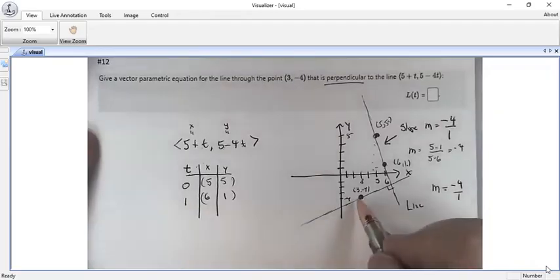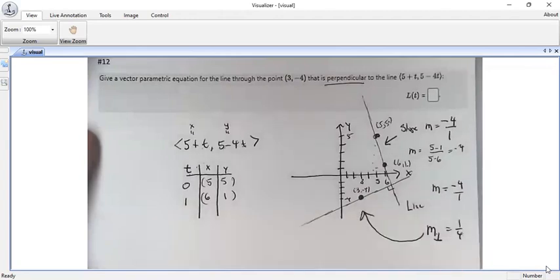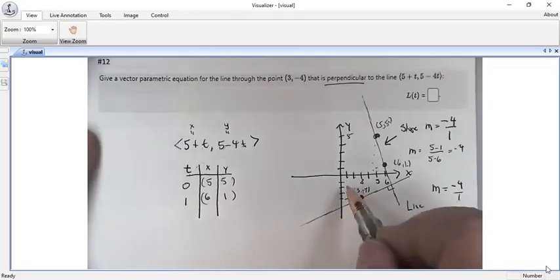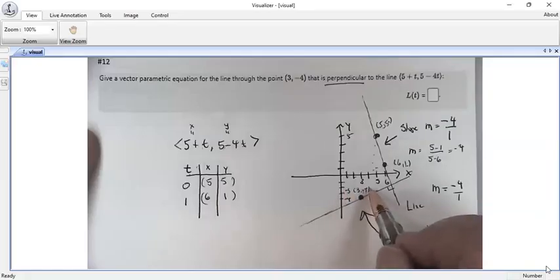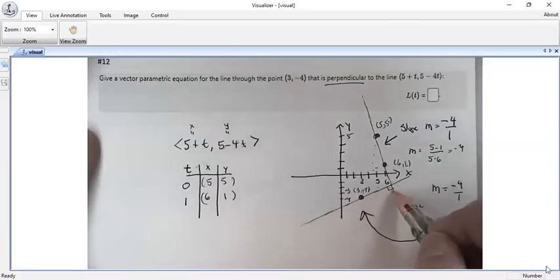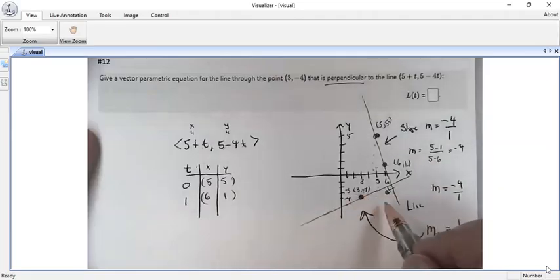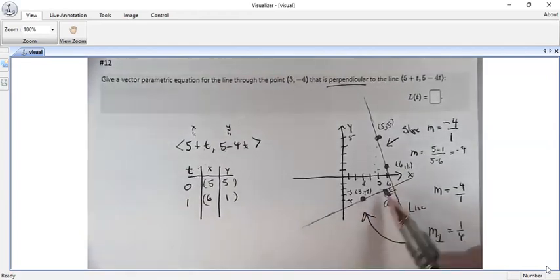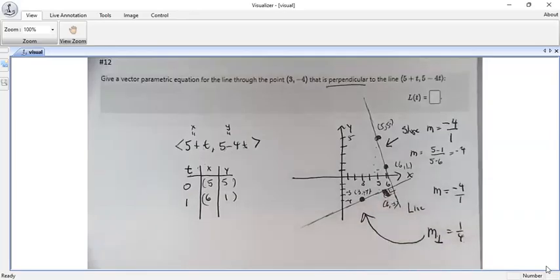You can plot another point here. From this point I want to go up 1 and then over 4. Up 1 would be at -3, over 4 is 1, 2, 3, 4. It's going to be something like over here. It's hard to see, but up 1 and over 4 would be the point (7, -3). It's supposed to be on the line there. Sorry about that. You can figure out the slope, but we already have the slope.